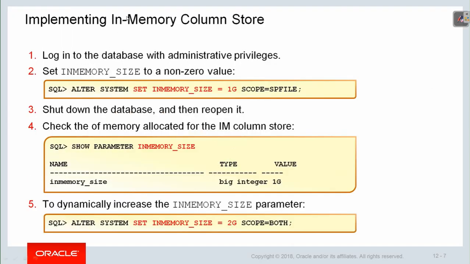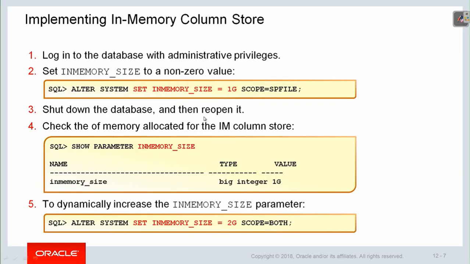In order to implement in-memory column store, as an administrator you log in as admin, and you set INMEMORY_SIZE to configure the in-memory column store, and then shut down the database and reopen. Whenever you want to change INMEMORY_SIZE, you had to reopen.